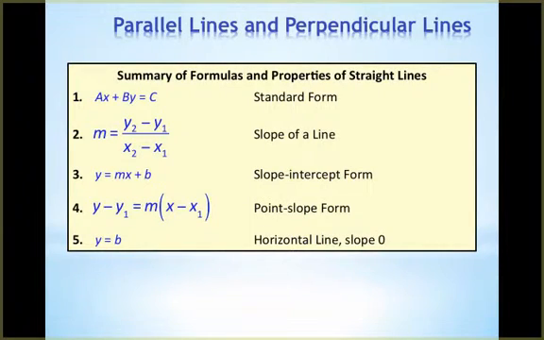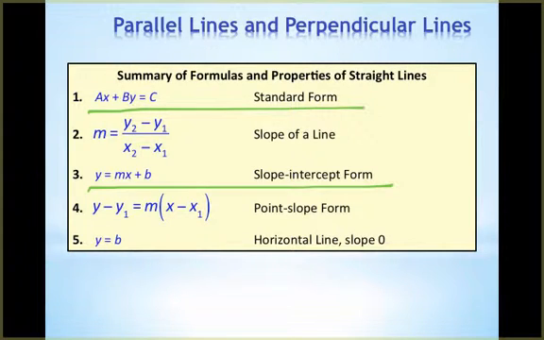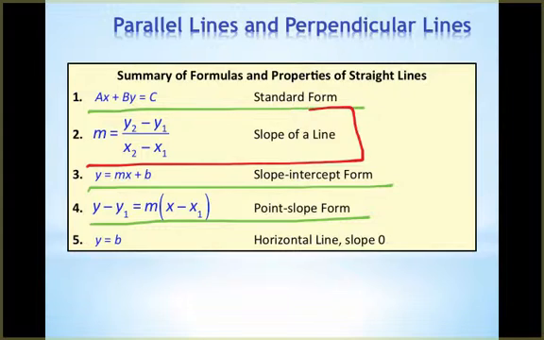Quickly, let's summarize everything we've talked about in discussing our formulas and properties for straight lines. First of all, we have our different forms. You have 3 different forms you need to know. Standard form is ax plus by equals c. Slope-intercept form, y equals mx plus b. And point-slope form, y minus y1 equals m, x minus x1. You also have a formula for how to calculate the slope. So if you are given 2 points, you can use this formula to calculate the slope.